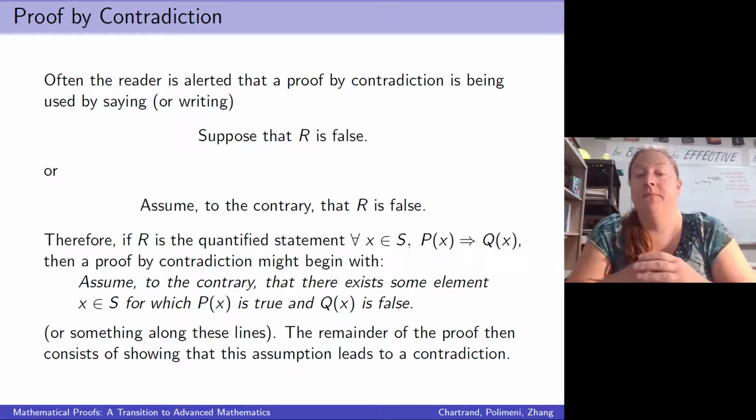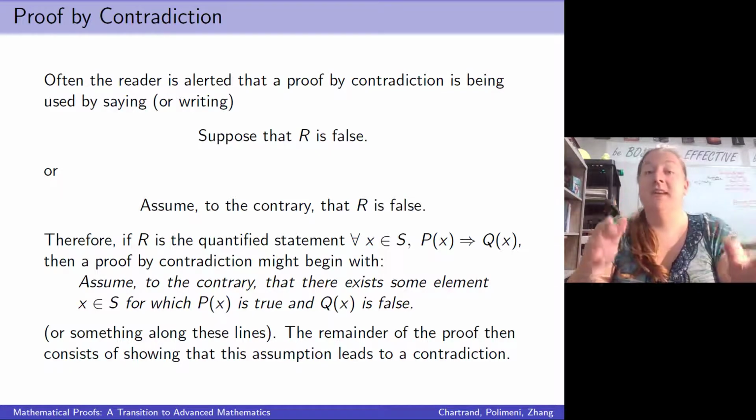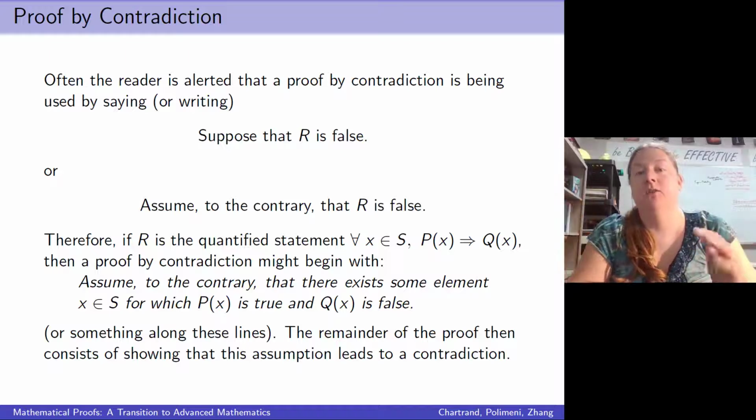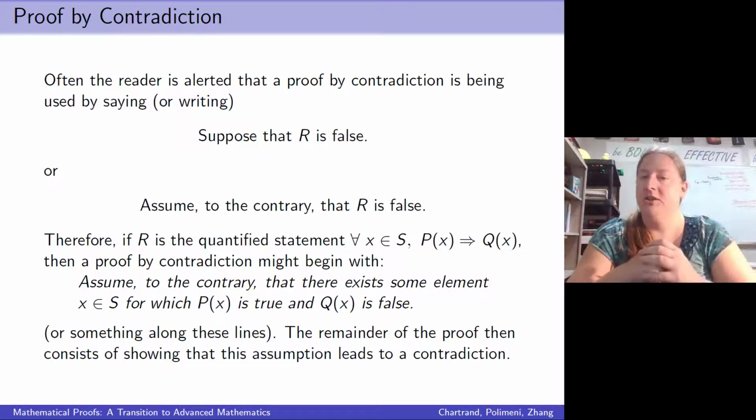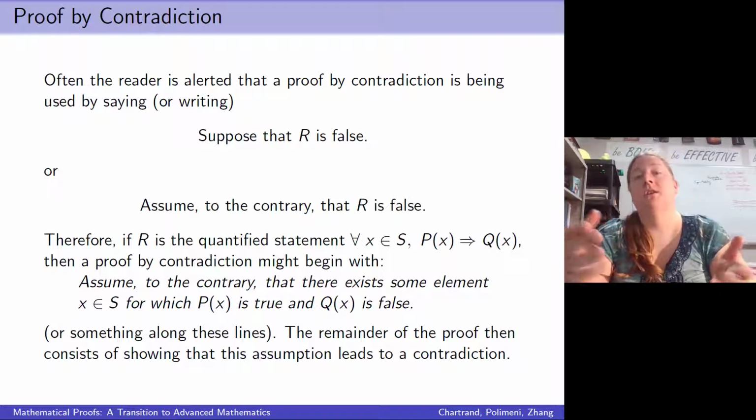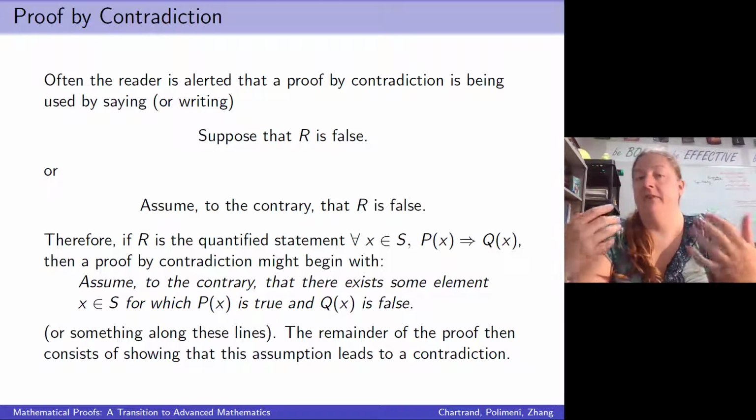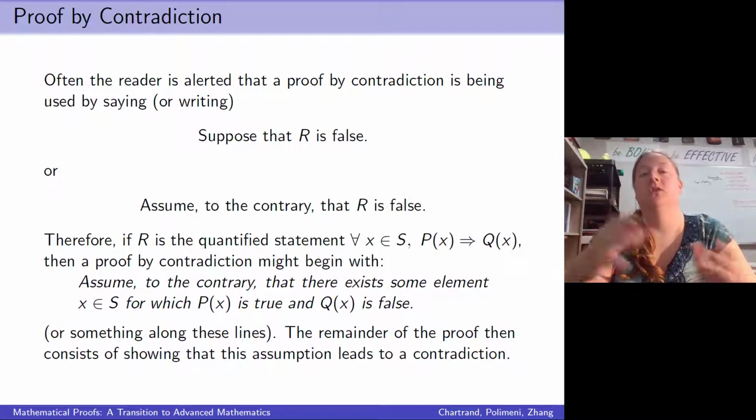Or they might say, assume to the contrary that R is false. Or they might be so direct as to say, for the sake of contradiction, suppose that R is false. All right? They might tell you that, hey, contradiction's coming. And I actually encourage you to be that upfront, that direct about it, because that also reminds you, when you go back and look at your own work, what type of proof you were working with.